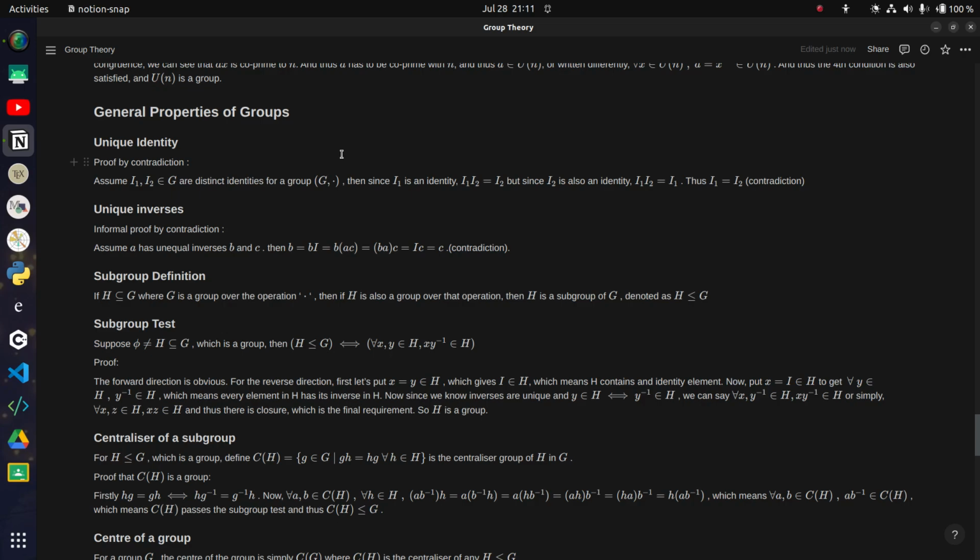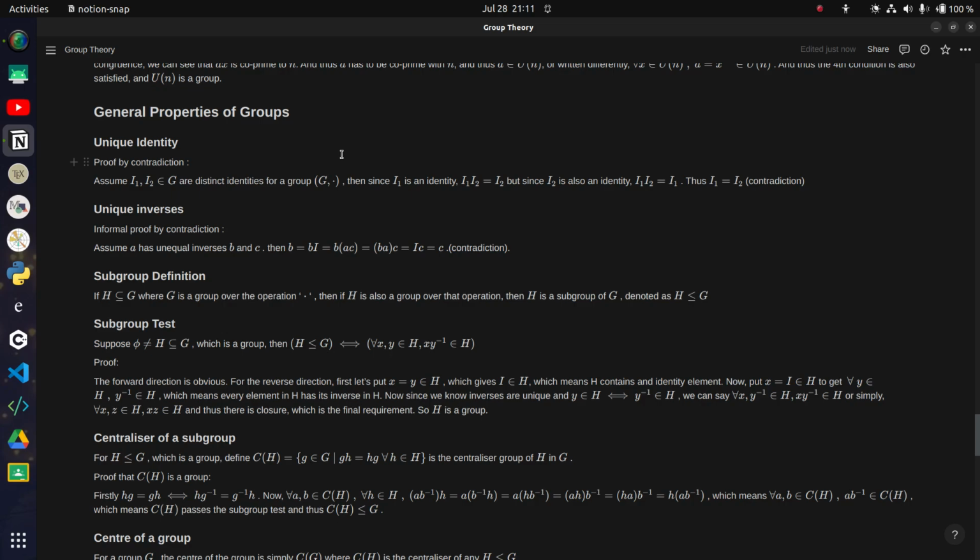General properties of groups. First, there's a unique identity for every group, right? Just read the proofs yourself. I'm not going to go into that. Then there are unique inverses. Then there's also a notion of a subgroup, which is basically a subset of the set used in your group, over the same operation, that being a group, right? So a group that is a subset of some other group, basically.